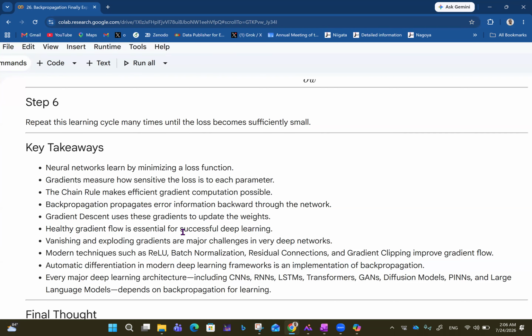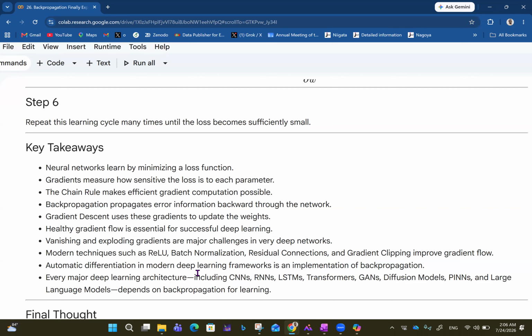Healthy gradient flow is essential for successful deep learning. Vanishing and exploding gradients are major challenges in deep networks. Modern techniques such as the rectified linear unit, ReLU, batch normalization, residual connections, and gradient clipping improve gradient flow. Automatic differentiation in modern deep learning frameworks is an implementation of backpropagation.